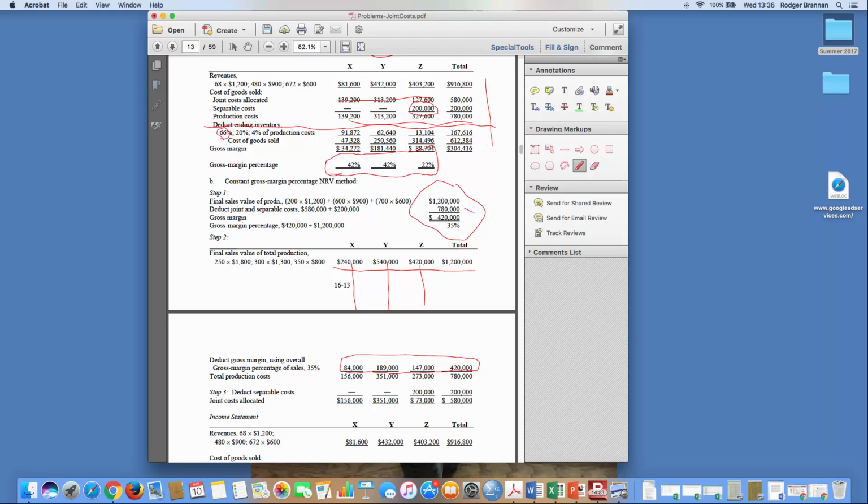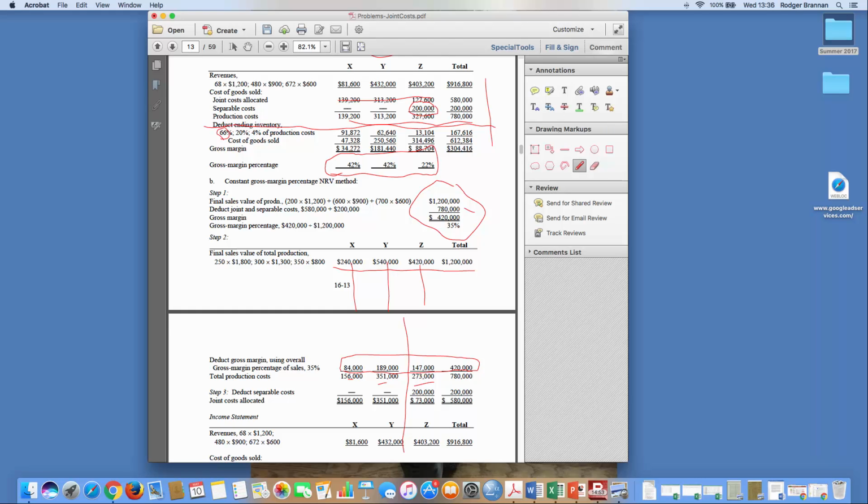So what I'm left with here, the 156, the 351, 270, those are my costs. It's kind of turning the income statement upside down, working from the bottom up. Because both X and Y are not being processed beyond the split-off point, that's it. I will allocate 156,000 of cost to X, 351,000 to Y, and each product will get us 35% gross margin.